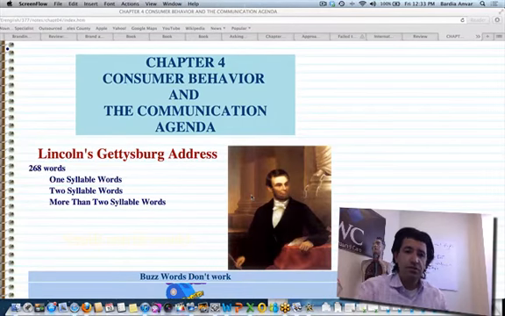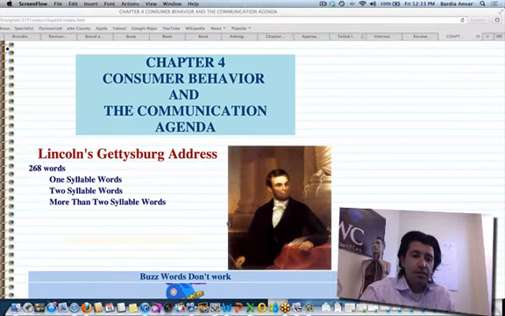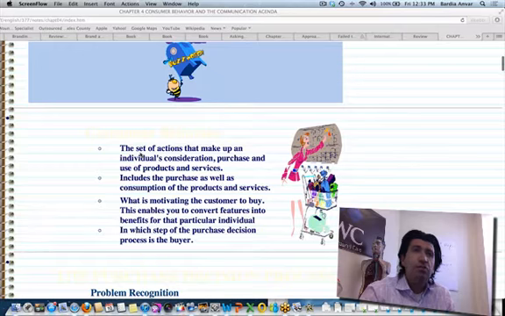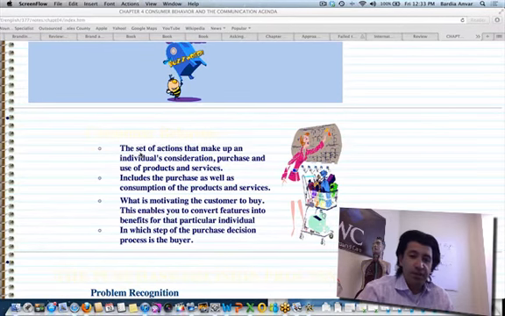Okay, so consumer behavior and the communication agenda. Consumer behavior is really the set of actions that make up an individual's consideration, purchase, and use of products and services. So it includes the purchase as well as consumption of the products and services. So what is motivating the customer to buy? This enables you to convert features into benefits for that particular individual.